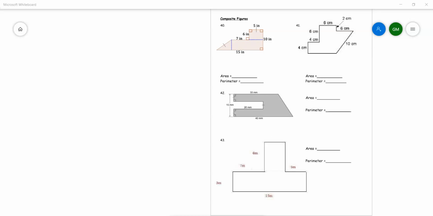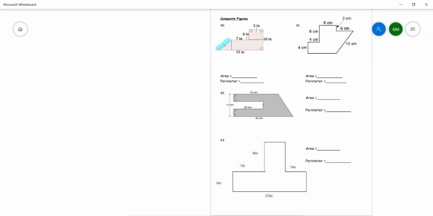So let's look at number 40. Now they did some breaking down for us. We can work with this. So it looks like we have all the side lengths except one given to us, and that's this side length here. We can find that one using the Pythagorean theorem.